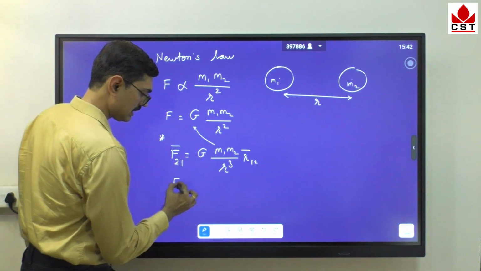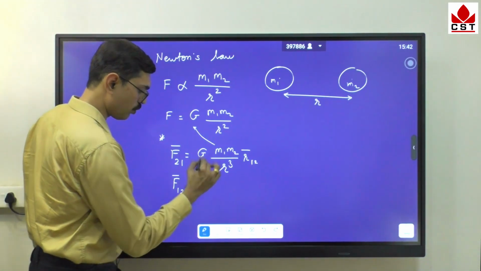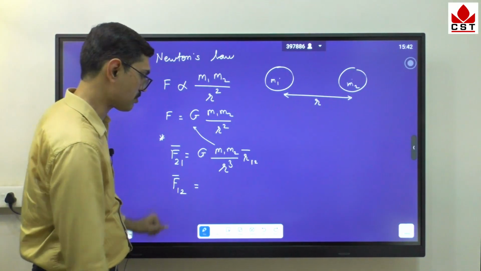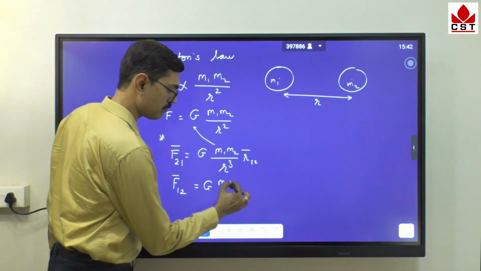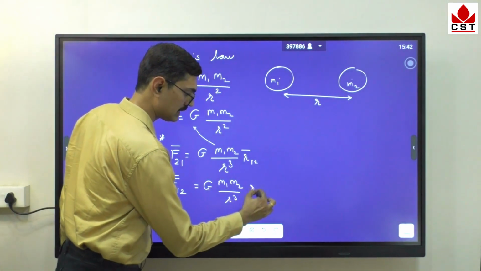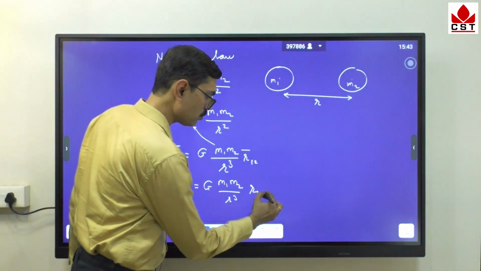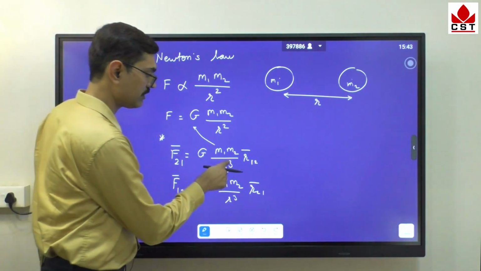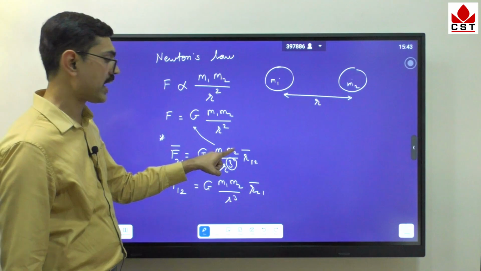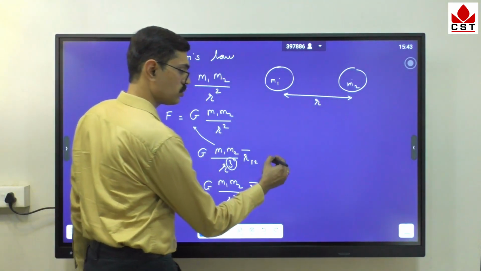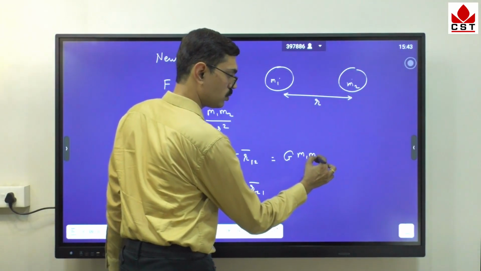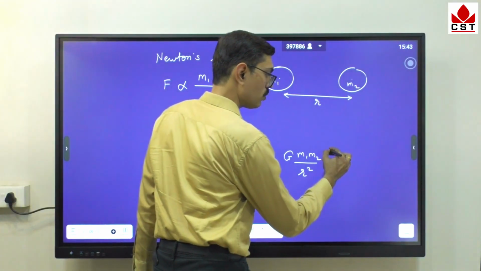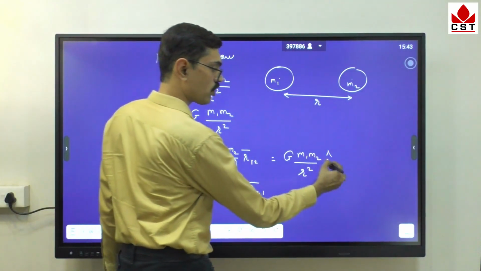Is it clear? Then the opposite way, when it is F12. What is F12? It is the force acting on the first due to the second object: capital G m1 m2 upon r cube, and this is r bar from second to first. Is it clear? This is a very important step, and if this is r cube, then we have to multiply with the normal vector. If we place G m1 m2 upon r square, when r square is used, then we have to multiply it by only the unit vector. So unit vector from 1 to 2.